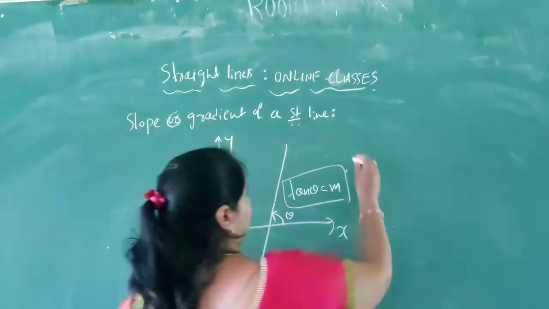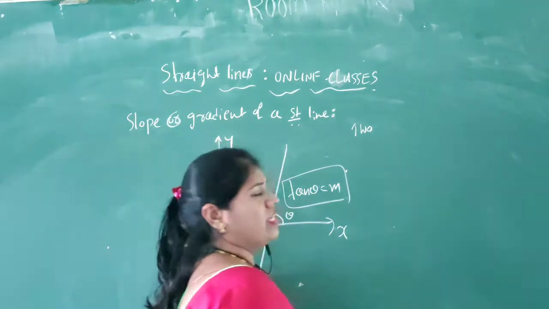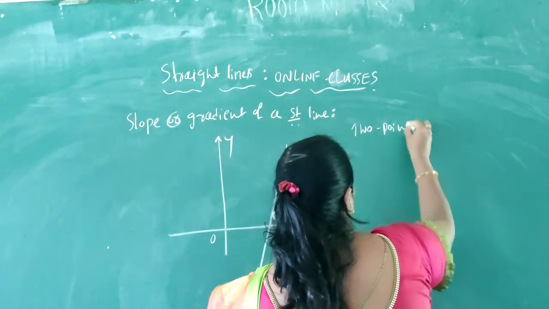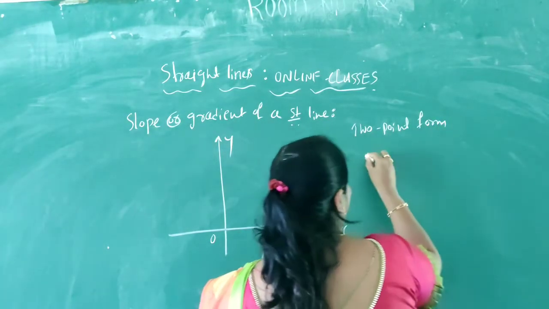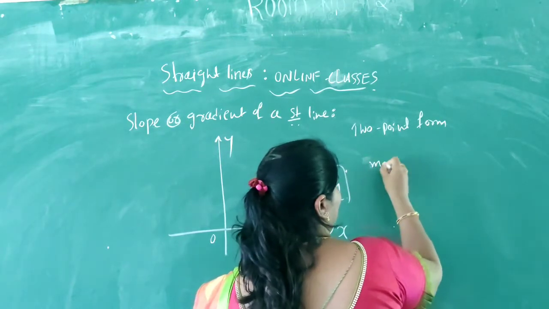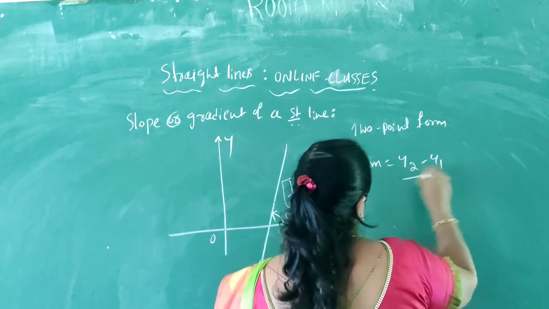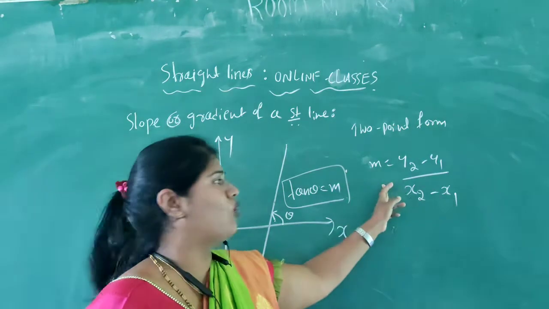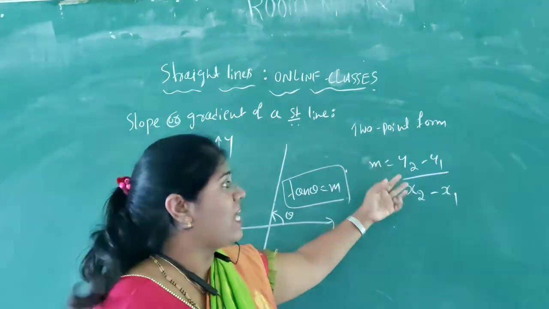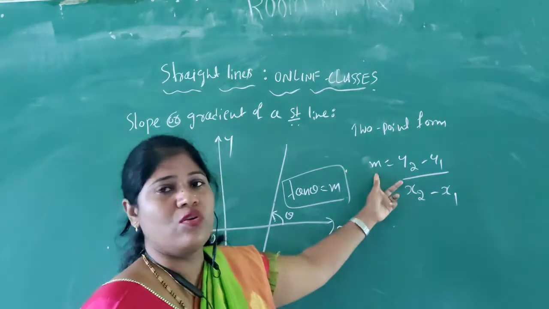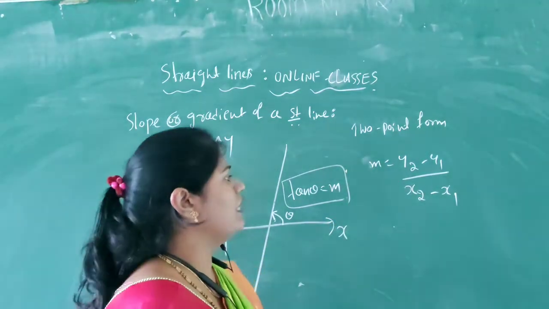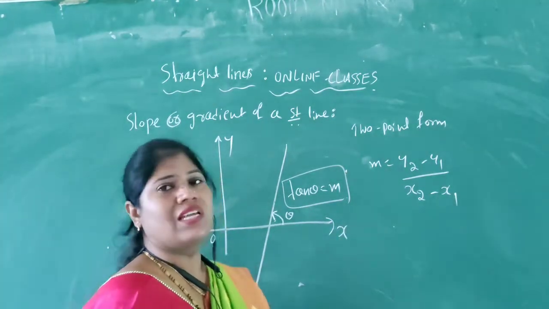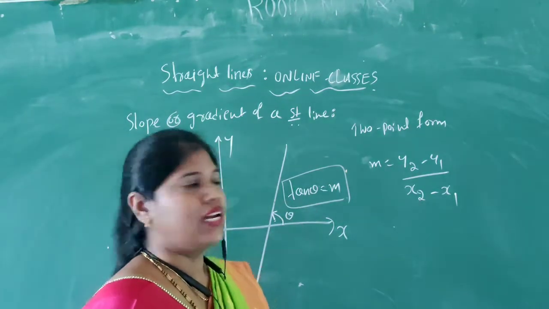There is the two-point form, the slope of a line joining two points. What is the two-point form? It is m is equal to y2 minus y1 divided by x2 minus x1. It is also slope, because if there is a line joining two points, then we have to use slope equals y2 minus y1 divided by x2 minus x1. The slope, this tangent, is a real number.